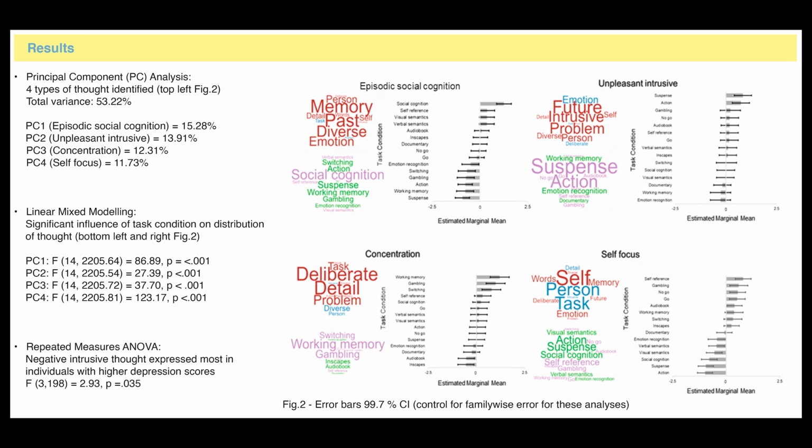A repeated measures ANOVA was used to assess if individual measures on a depression scale affected the expression of thought across the task contexts. We found that higher scores on the depression measure were associated with more expression of negative and intrusive thought.